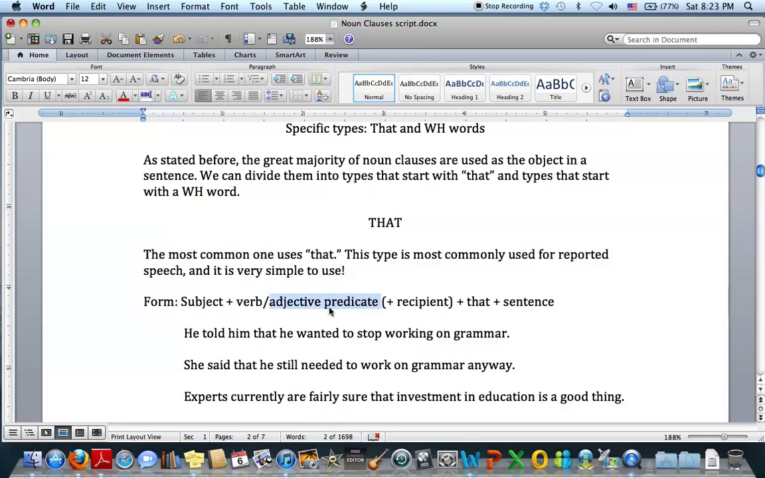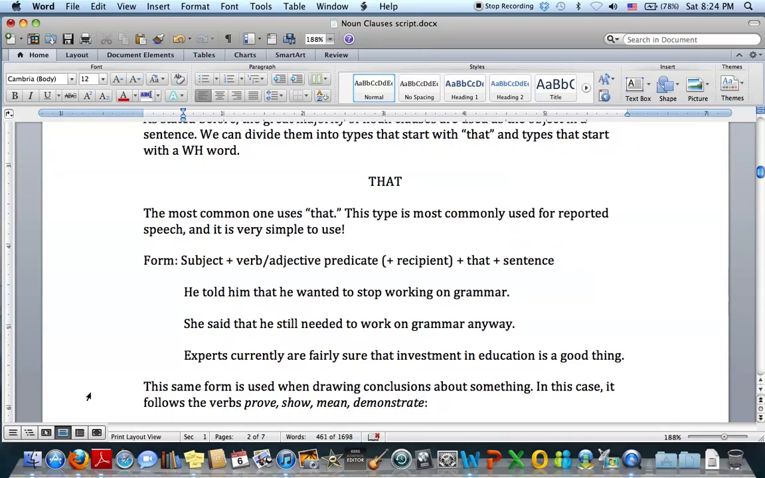That's all it is. When we say adjective predicate, we're just talking about the to be verb plus an adjective that comes after it. And in this case, you notice we've put an adverb in front of the adjective. And that's fine too. Fairly sure, fairly certain, fairly happy, whatever else the case might be. I've got that adjective predicate. Now after that comes our that, and after that, here's our sentence. Boom, all done. All right, so that's the most common way that you should use that in order to create noun clauses.